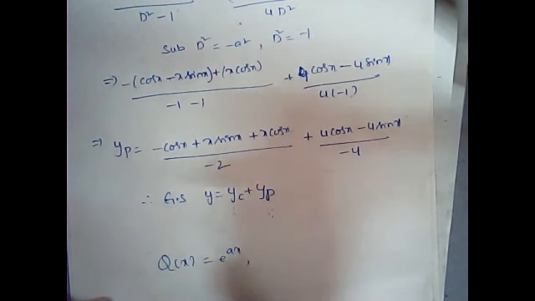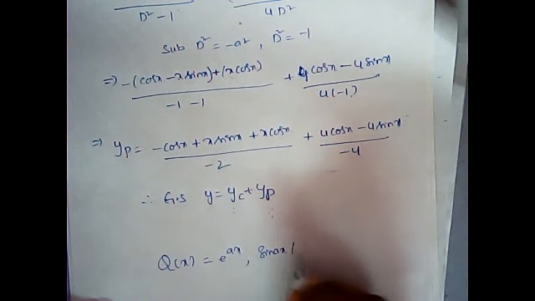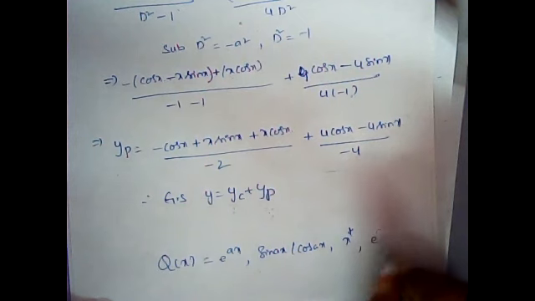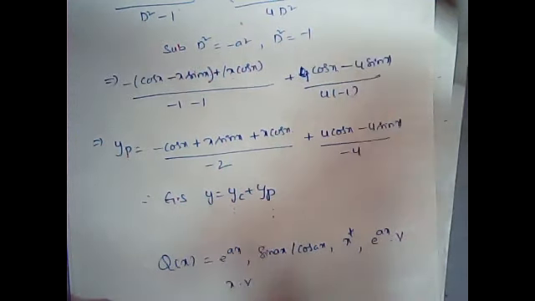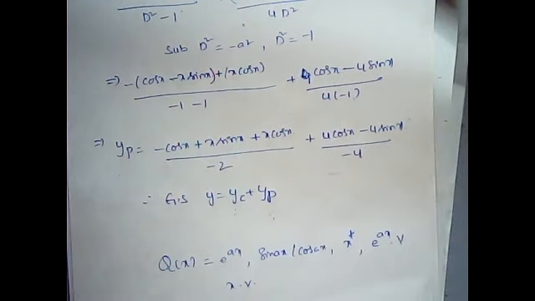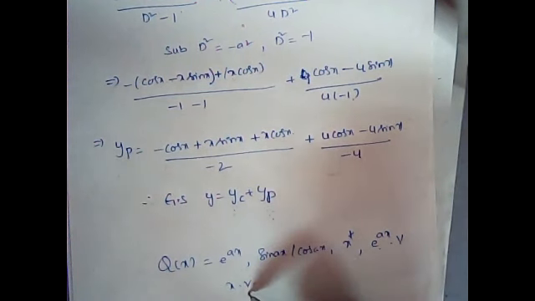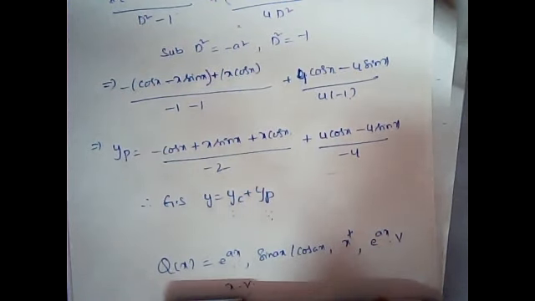e power ax method, Q of x is equal to e power ax method, and sin ax or cos ax method, and x power k method, and e power ax into V method, and x into V method. Okay, so all these are very important, and e power ax into V and x into V are given for the long answers. Okay, and x power k and e power ax will be given for the short answers, and the remaining 3 will be given for the short answers.